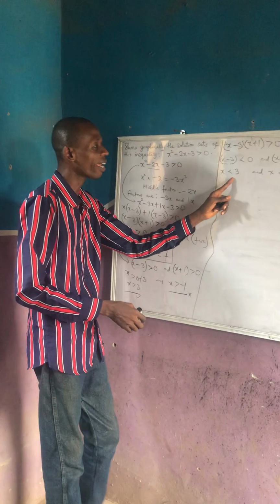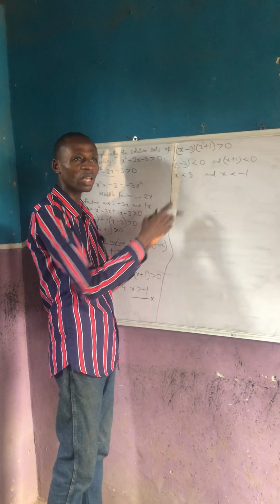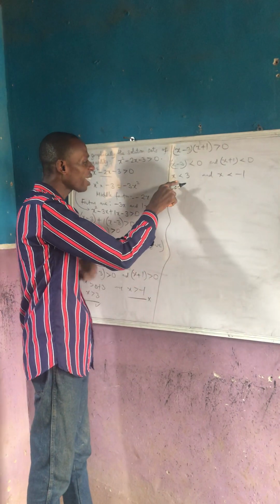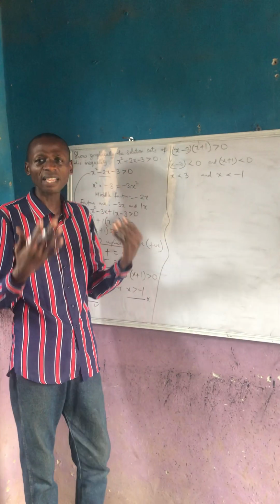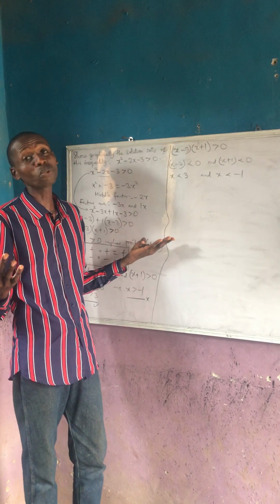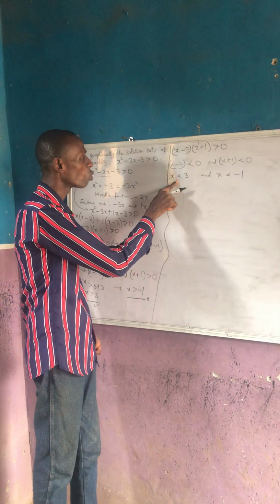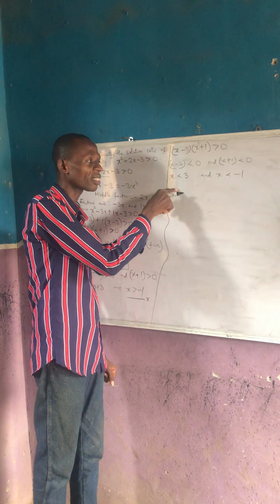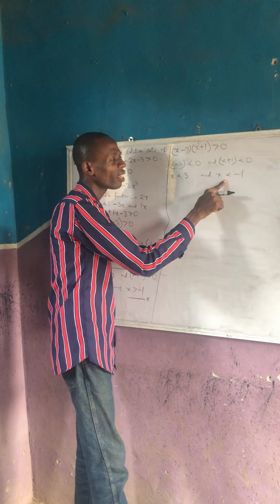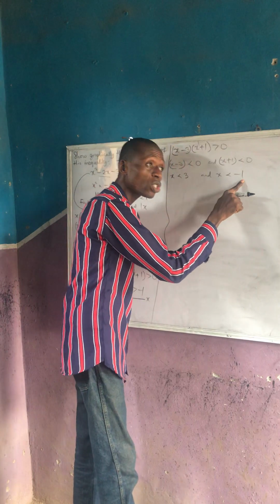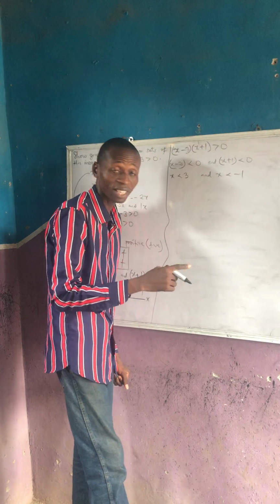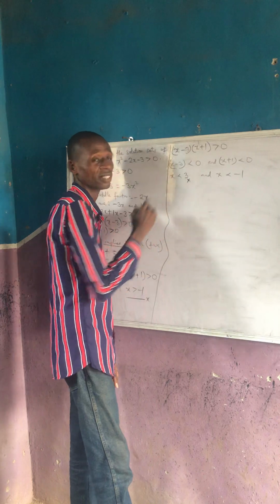So I come here to these two other answers we got. x less than 3. What value is less than 3? 2 is the next integer. So let us put that 2 here. Is 2 less than minus 1? Of course, the answer is no. So this is not valid.